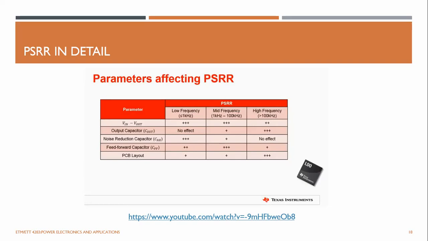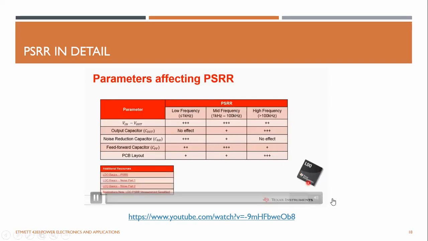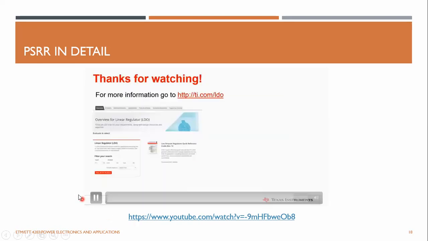To learn more about PSRR parameters such as feed-forward capacitors or PCB layout, please refer to our additional resources that refer to other blog posts and application notes that go into more detail regarding the various parameters that affect PSRR.